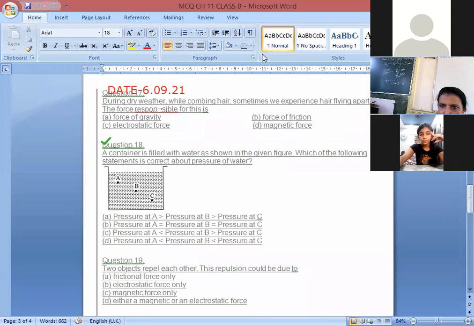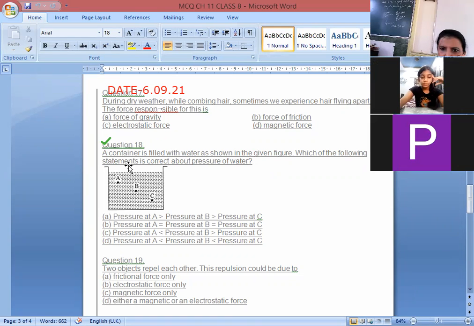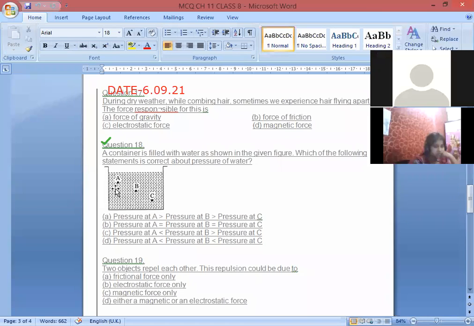Yes, Tanya, you have raised your hand. What can be the answer for it? Tell me the answer for 18. A container is filled with water as shown in the figure. Which of the following statements is correct about the pressure of water? This question is from the activities of pressure. You know pressure increases with depth. Now you can tell me.